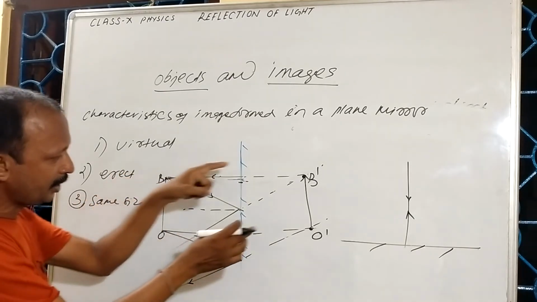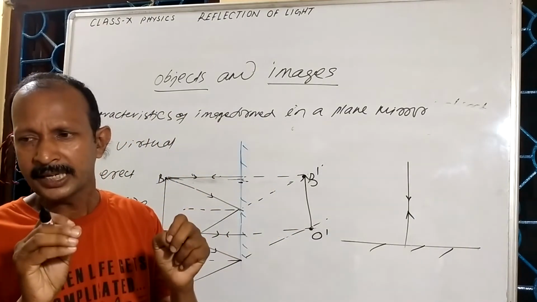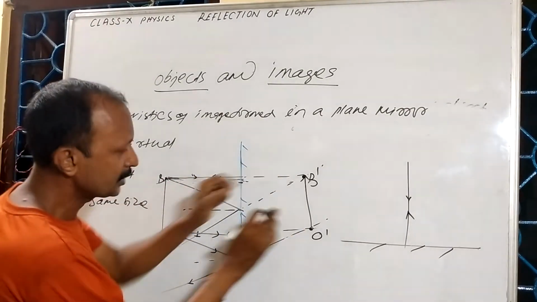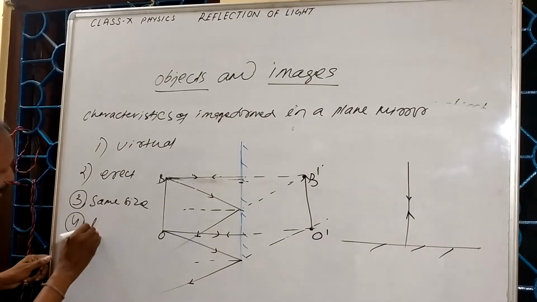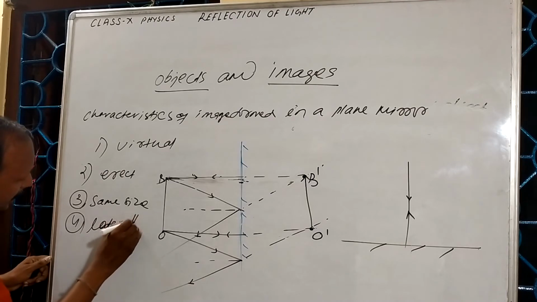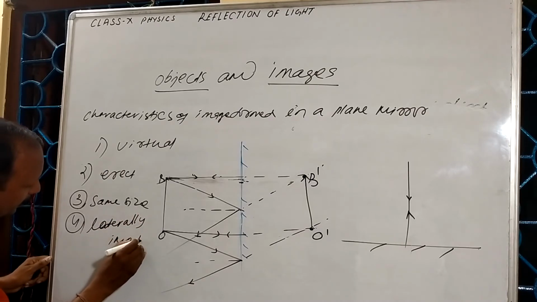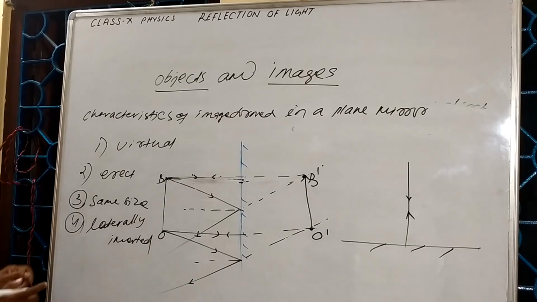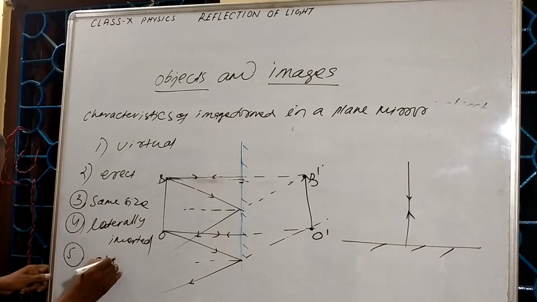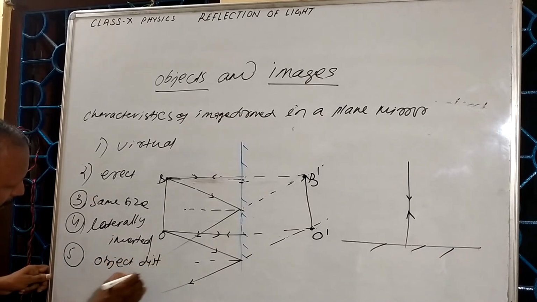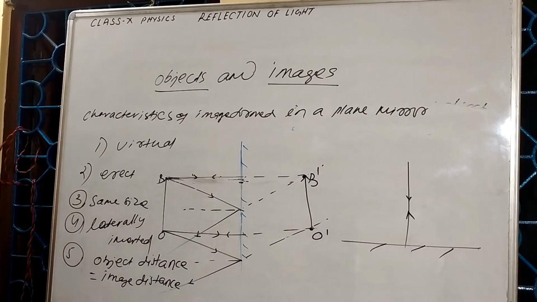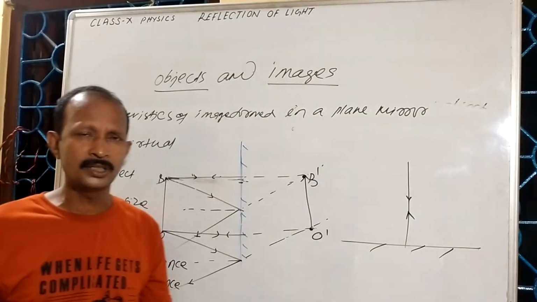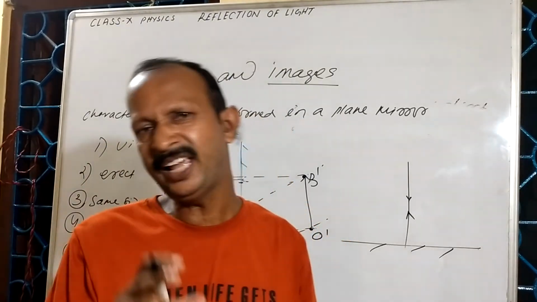What is the size of the object? That is the size of the image. Size of the object equals size of the image. Fourth point, laterally inverted. Fifth point, object distance equal to image distance. These are the characteristics of the image formed in a plane mirror.